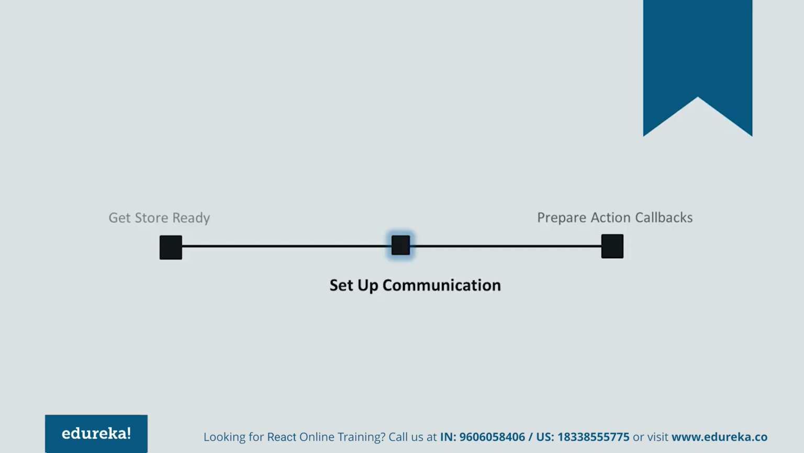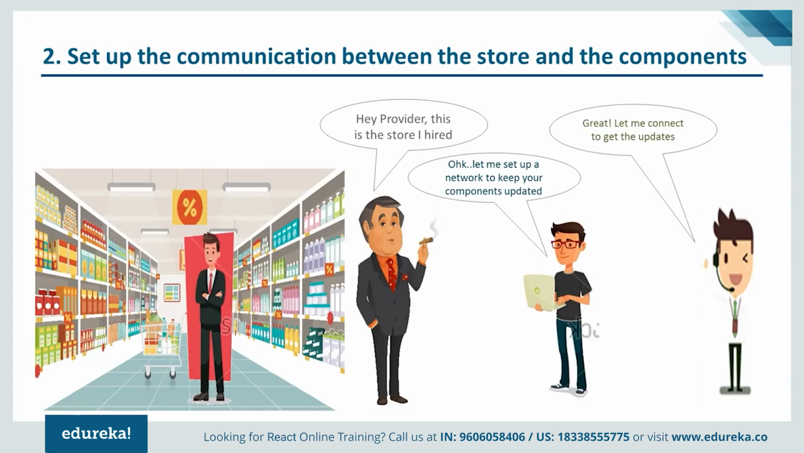The second one is to set up the communication. How will the communication be set up? Now the provider will be told that the store has been hired. Provider will say, okay, let me set up a network. This provider will set up the network to keep the components updated. Now this is the view part. This view part will get connected to the latest updates to display to the user.